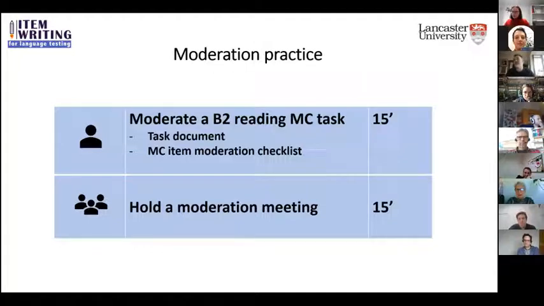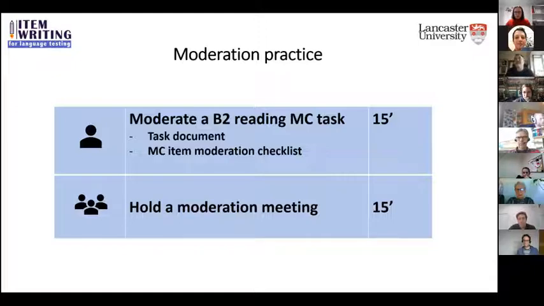I'd like to emphasize that not all of them are included, because we just don't have enough time. Otherwise, it would take longer than 15 minutes. But it has some important information. For example, who the intended test takers are, what the construct is that is to be targeted for this task. And the second document is a multiple choice item moderation checklist that will help you with the moderation.